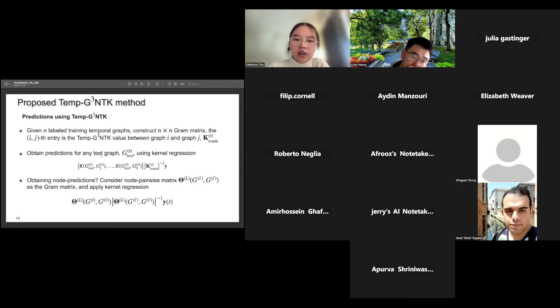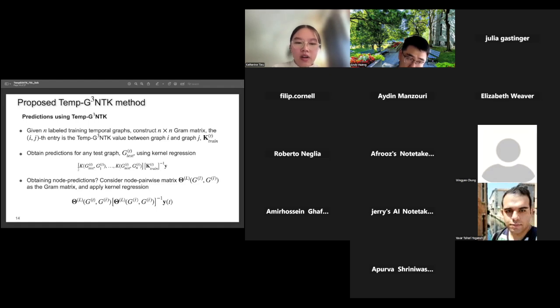And then after that, we could use this for kernel regression to obtain the prediction for the test graph, as in the following formula. First, we construct another matrix, which is 1 times n dimension, consisting of the Temp-GNTK value between the test graph and the n training graphs. And then we obtain the inverse of the graph matrix, and then we multiply this with the label matrix. And this label matrix over here is the label of the n training temporal graphs, which is dimension n times 1.